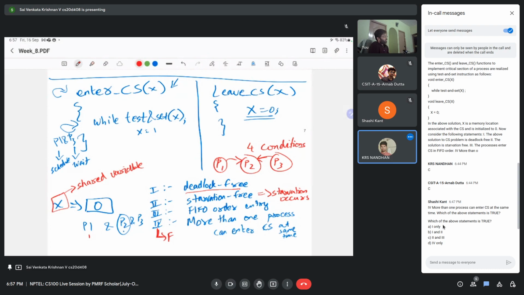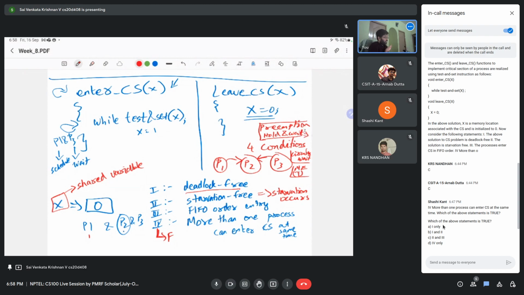For deadlock, there are only four conditions. One is preemption, the other is hold and wait, and then circular wait, and then mutual exclusion. X is a mutually exclusive variable, only one process can get it, so this condition is true. Preemption we are not sure about. Hold and wait is also not true, right?